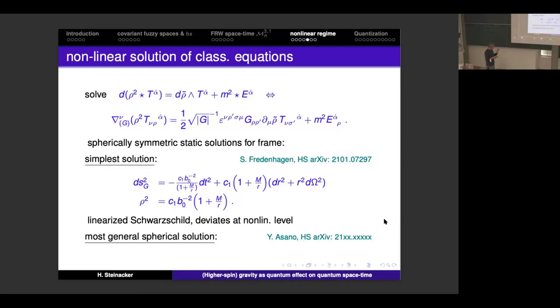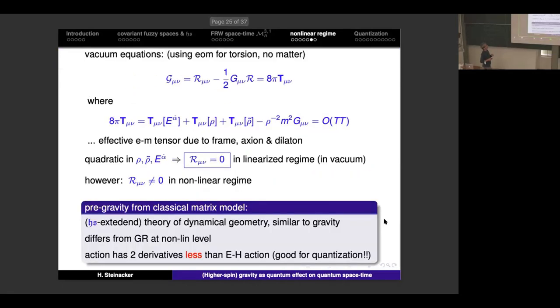So it's interesting, but it's not quite gravity in the usual sense. What you get here is pre-gravity, which is a higher spin extended version of the geometry, but it deviates from general relativity at the nonlinear level. And the point is that the matrix model action actually has two derivatives less than the Einstein-Hilbert action. That's the crucial thing. That is the reason you can quantize it.